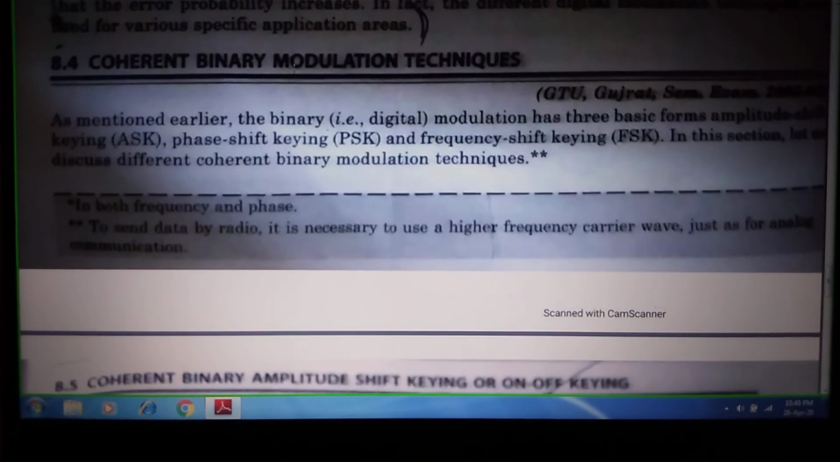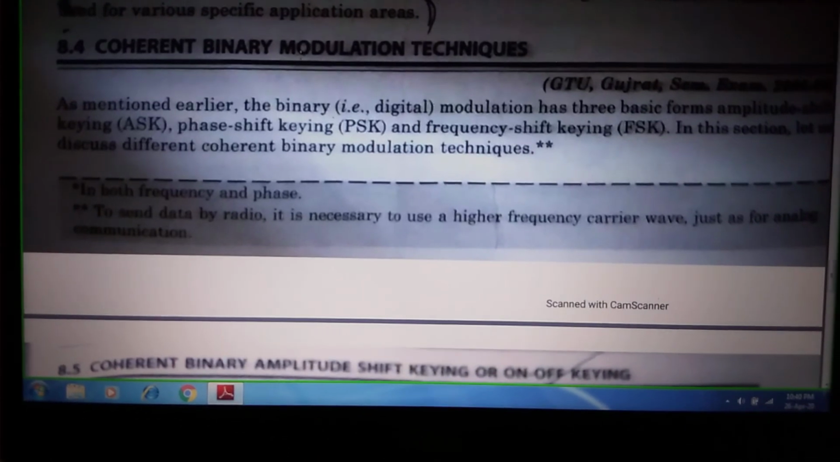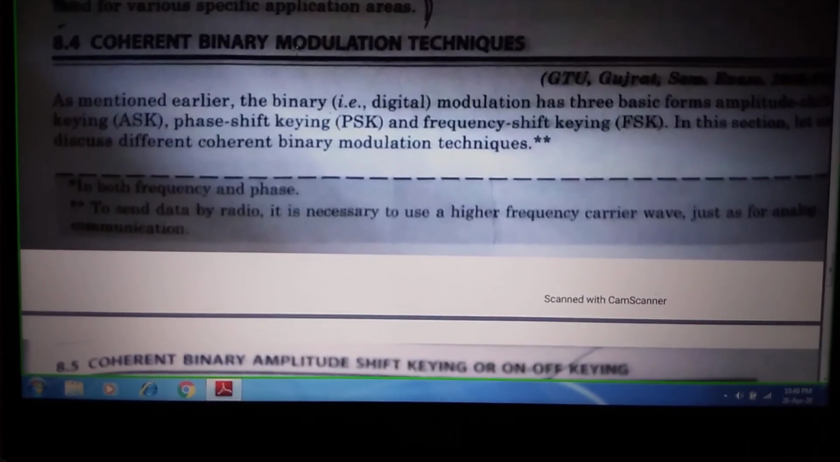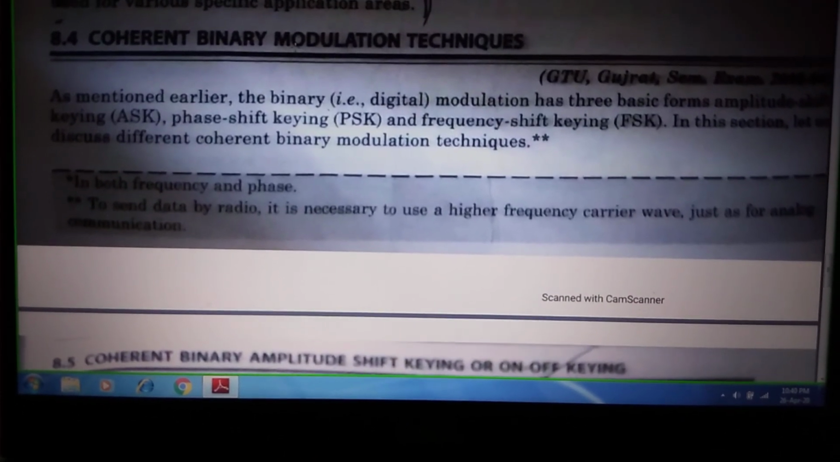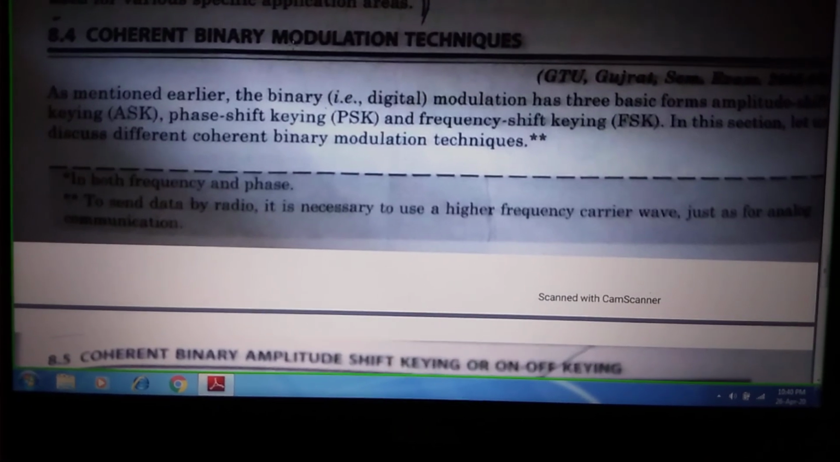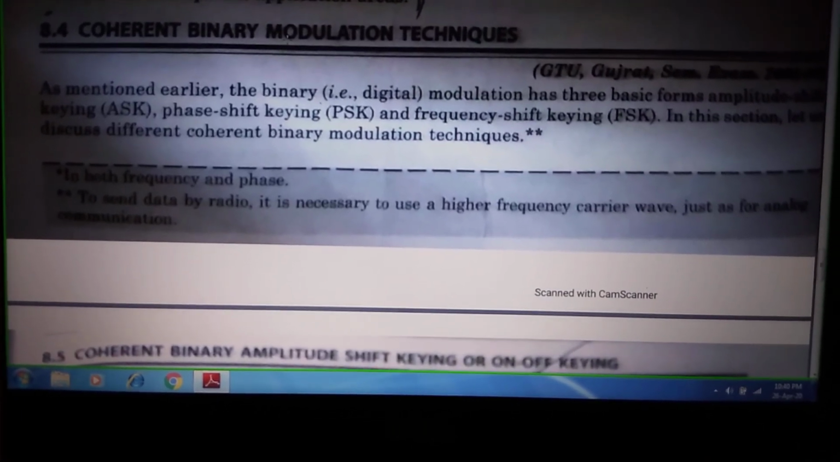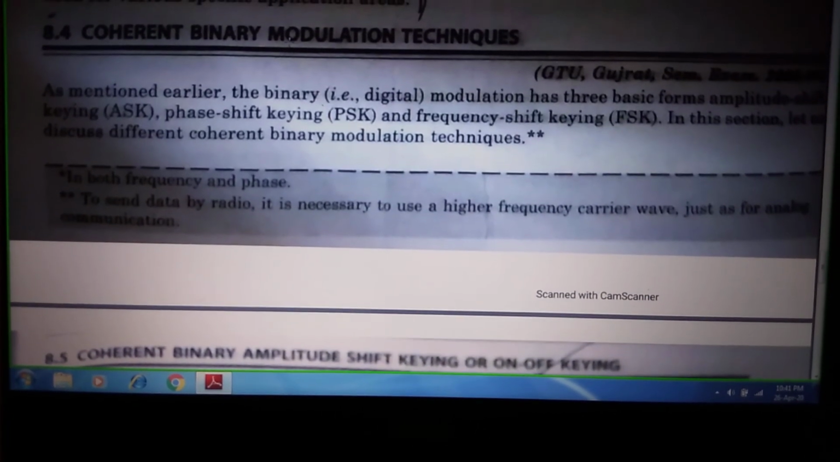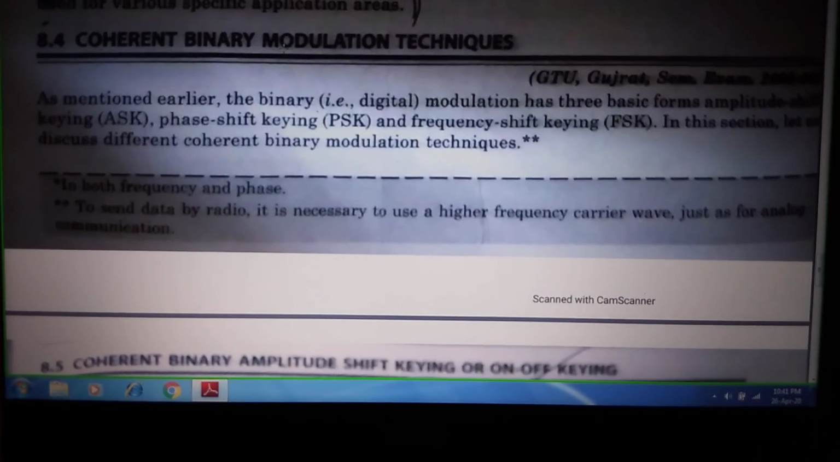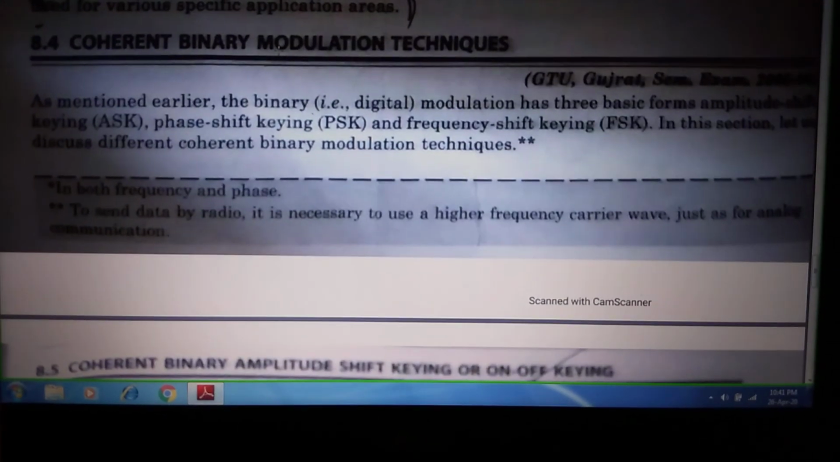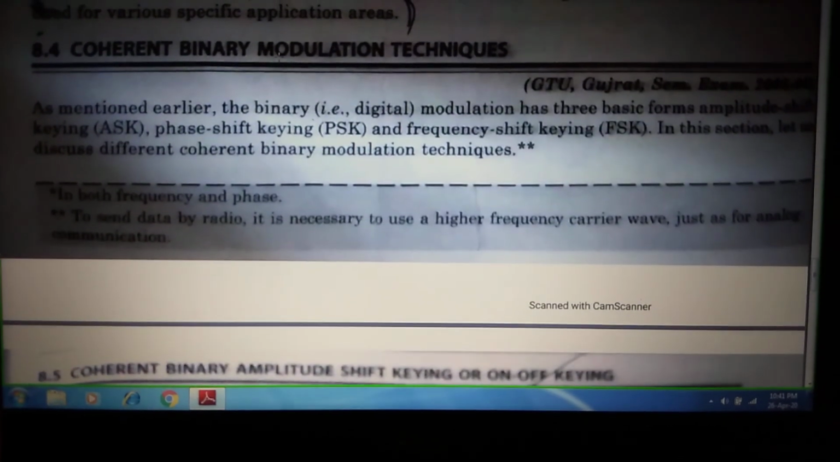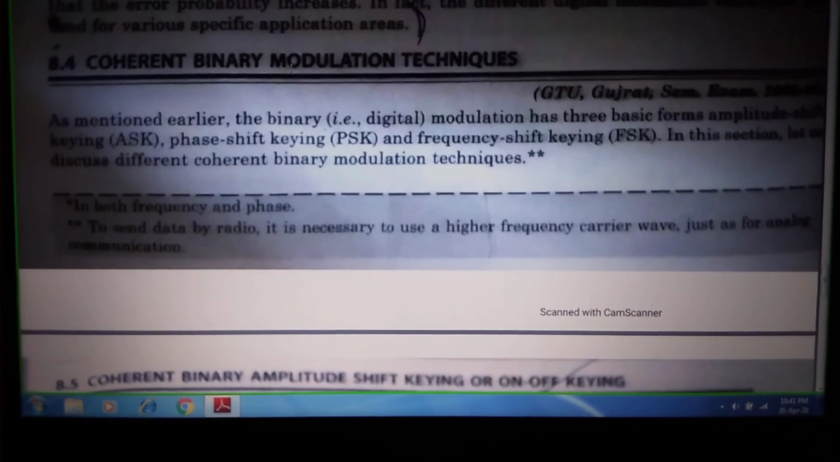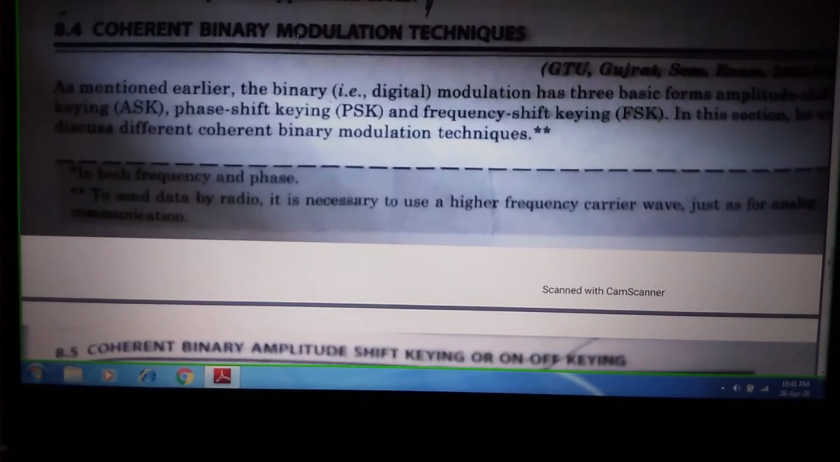Students, from the next class onwards, we will first discuss the different types of coherent binary modulation techniques. The first technique we will discuss is coherent binary amplitude shift keying. Another name of coherent binary amplitude shift keying is on-off keying.